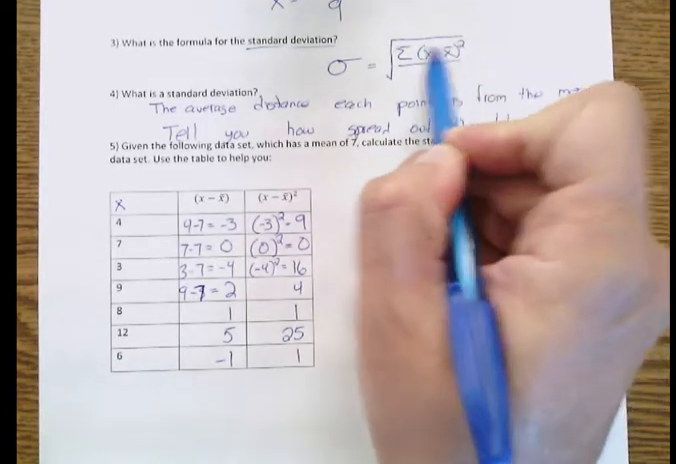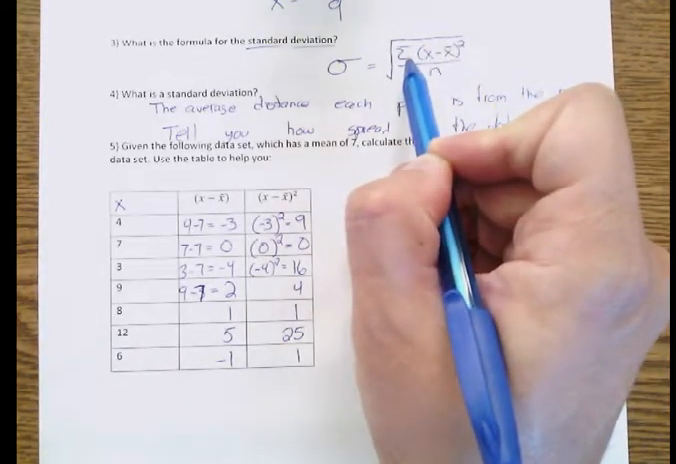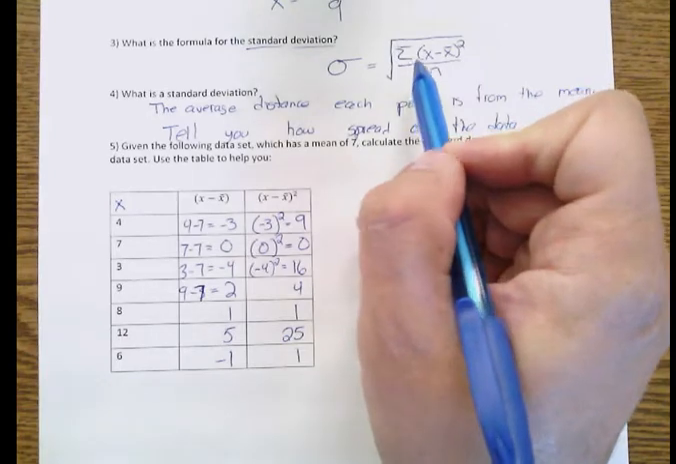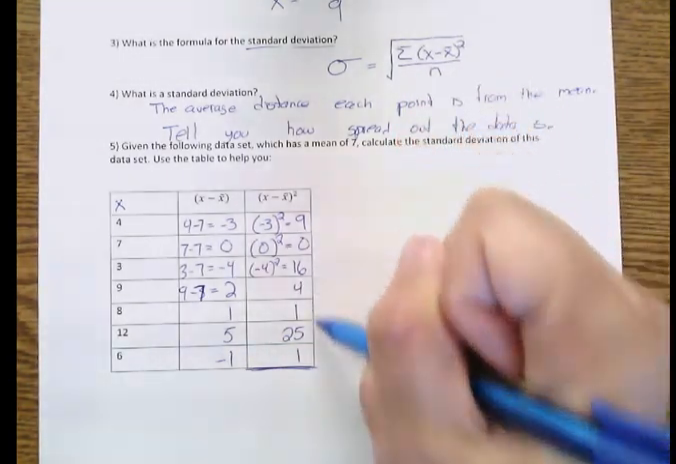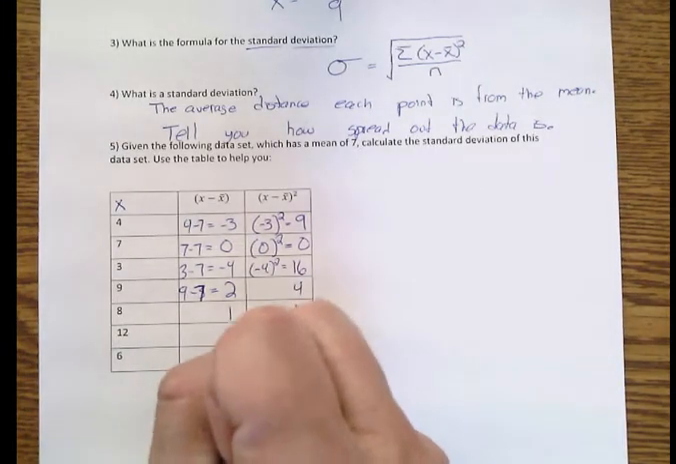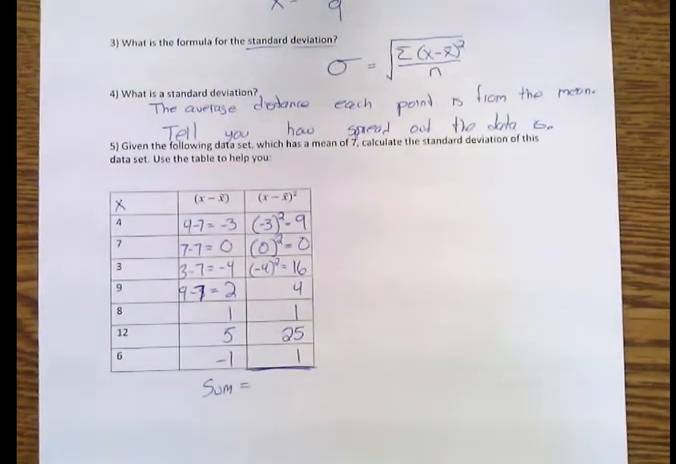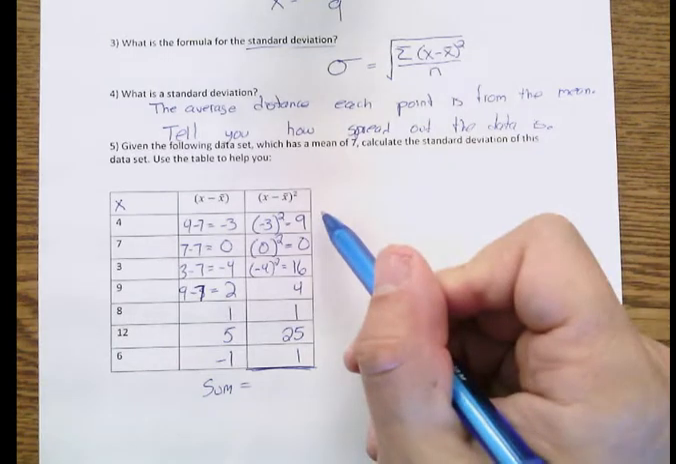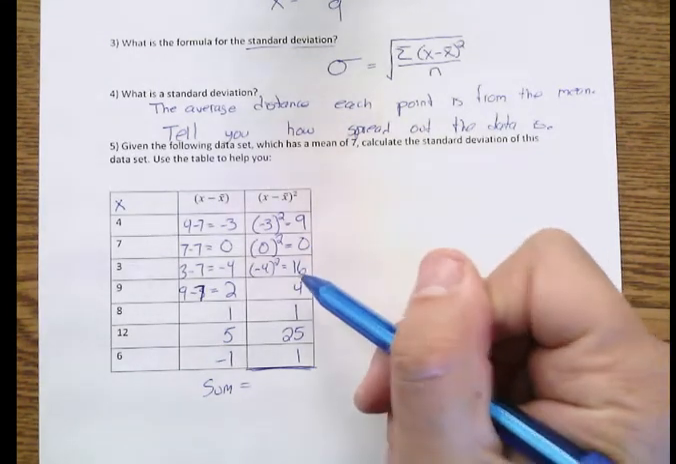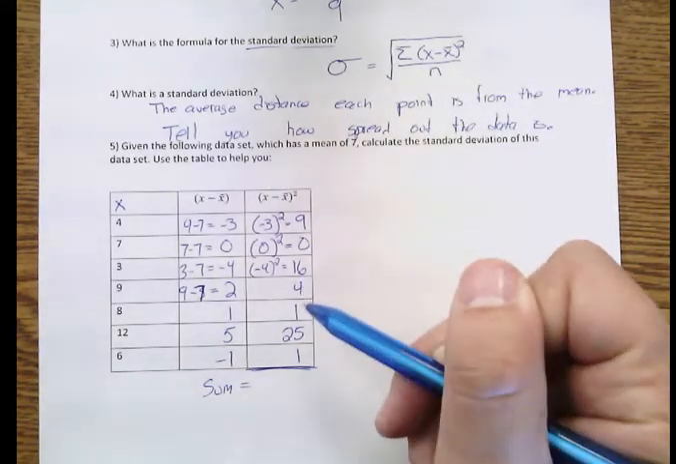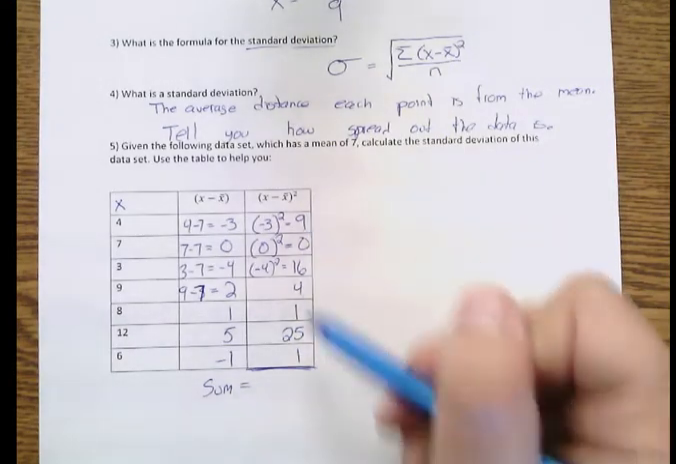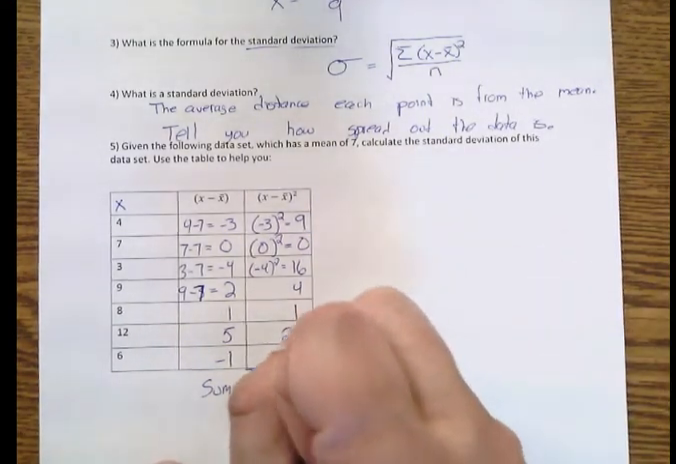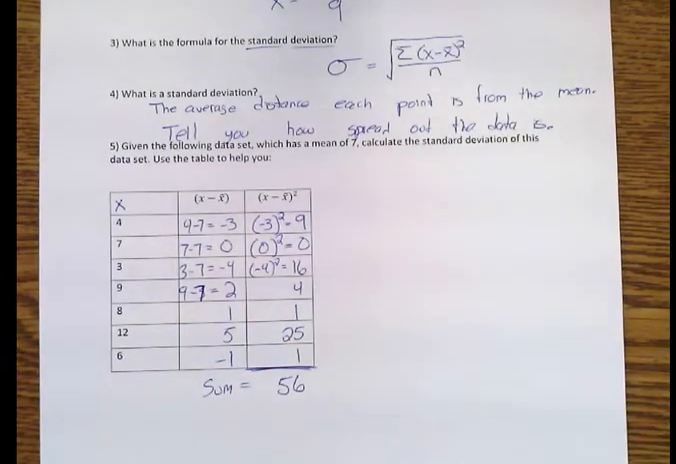The next part is this giant sigma here, which means find the sum, add them all up. So I'm going to total this column. In a calculator, you would do 9 plus 0 plus 16 plus 9 plus 1 plus 25 plus 1, which if you add these all together, you should get 56.